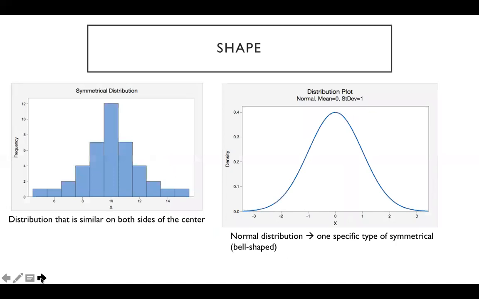So moving on to shape, symmetrical and normal distribution, you guys are definitely familiar with those. A symmetrical distribution is a distribution that is similar on both sides of the center. A normal distribution is a type of symmetrical distribution, but it's bell-shaped, and the mean of a standard normal distribution is 0, as well as having a standard deviation of 1.